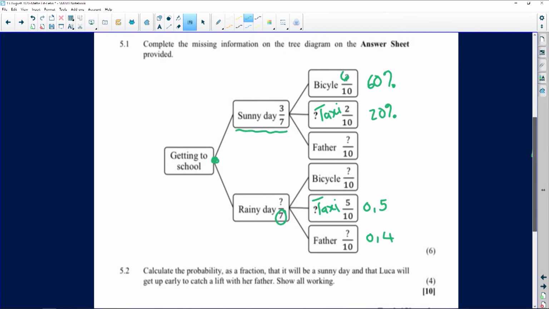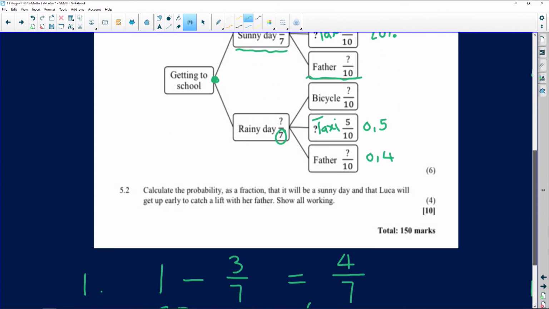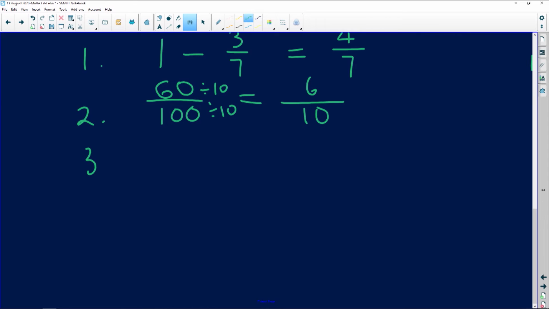And now I want to know the probability as a fraction for her father. So I want to know this particular one down here. What would I do? I'd say 1 again, because I've already said, please use 1. Let's use 1 again to find out with her father. To find the third one, I'd say 1 minus 6 over 10 because I already have my 6 over 10. And if I'm not wrong, the other one is 2 over 10 because it's 20%.